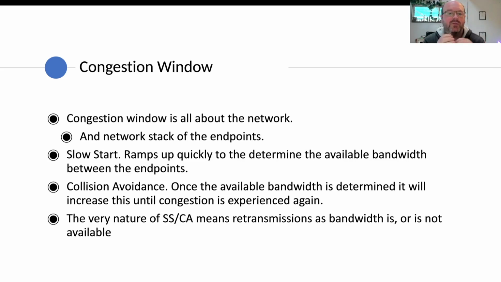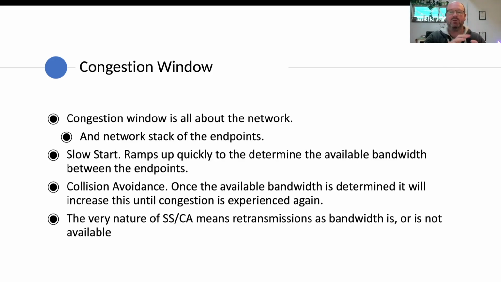Slow start is the first phase that we typically see, and it ramps up quickly despite the name, slow start. It ramps up very quickly to show the available bandwidth between the endpoints. So it's going to ramp up exponentially to say, okay, this is the available bandwidth that I have, and then it's going to switch into what we call the congestion avoidance phase, where every round trip, it's going to add one maximum segment size value, and I'll show you what that is in a minute.